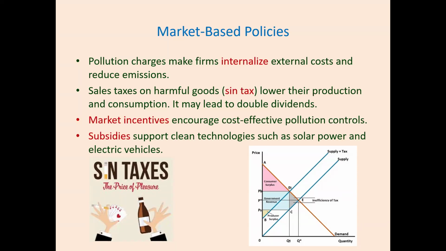The sales tax has multiple effects. It lowers production because people buy less of those products if they're a bit more expensive. It lowers consumption, of course, so it reduces the externality. It's therefore called a sin tax because these things have a harmful effect. And it may lead to what we call double dividends. Double dividends means that there are two benefits from the tax. The first is that the government raises revenue, and the second is that they reduce an undesirable behavior.